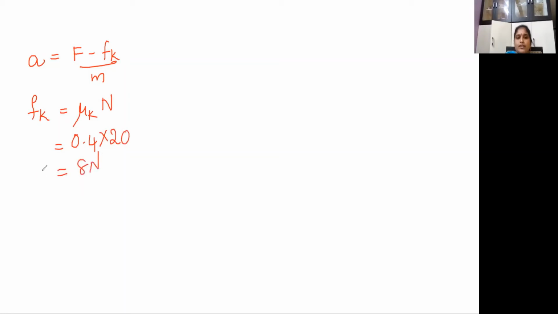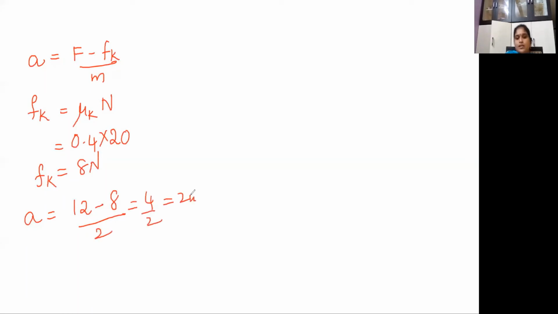But when the body accelerates, the acceleration formula is (F minus Fk) by m. So first we'll calculate Fk. What is Fk? mu k into normal. Mu k is given as 0.4, and normal is the weight, which is 20. So the kinetic friction is 8 Newtons. Now what is the net acceleration? The applied force is 12, the kinetic friction is 8, the mass is 2. So that is 4 by 2.